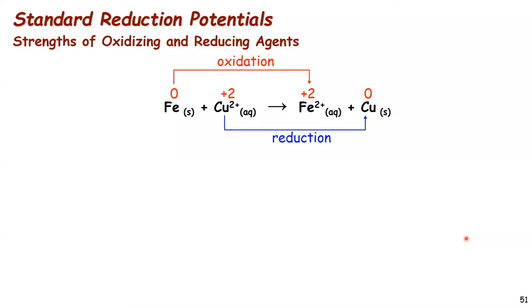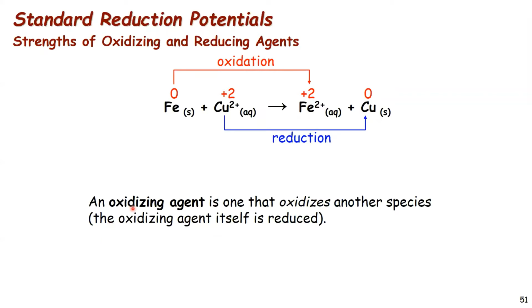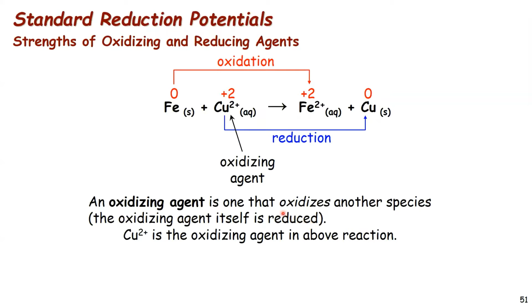Okay, next I want to talk about oxidizing and reducing agents. This is just a review from Chem 110. An oxidizing agent causes the oxidation of something else, and it itself is reduced. In this case, the copper 2+ caused the oxidation of iron. Iron went from 0, it was oxidized, to 2+. Its oxidation number increased. And the copper 2+ itself was reduced to copper 0. So an oxidizing agent is one that oxidizes another species, and it itself is reduced. Therefore, the copper 2+ is the oxidizing agent. It caused the oxidation of the iron from 0 to 2+, and it itself was reduced from copper 2+ to copper 0.